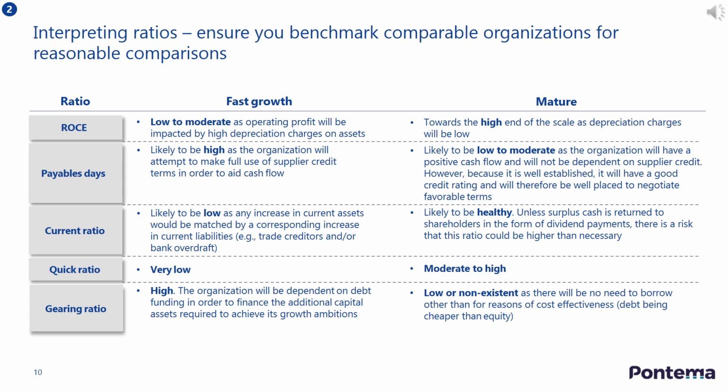When interpreting ratios, ensure you benchmark comparable organizations for reasonable comparisons, as organizations at different stages of business growth will have very different ratio results. For example, an early stage or fast growth organization is likely to have high payable days, as it makes full use of supplier credit terms to aid cash flow, whereas a mature organization will likely have low payable days, as the organization will have a positive cash flow and will not be dependent on supplier credit.